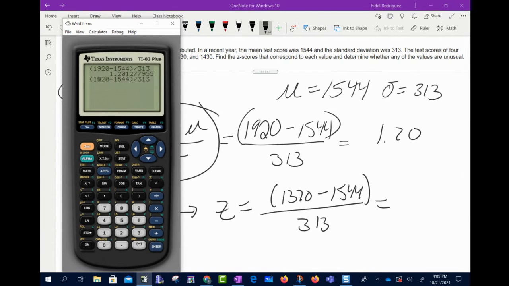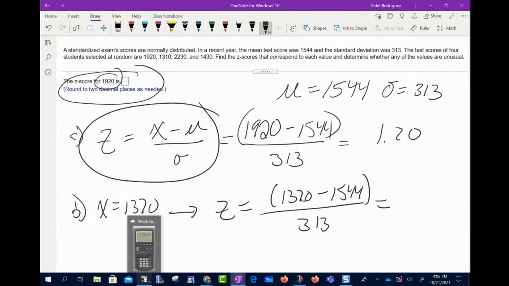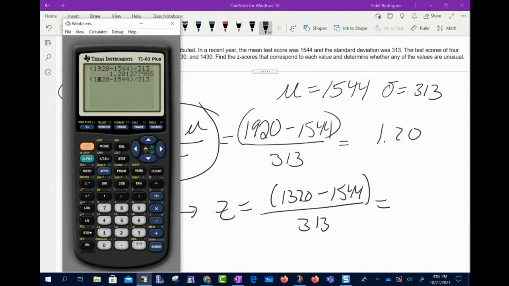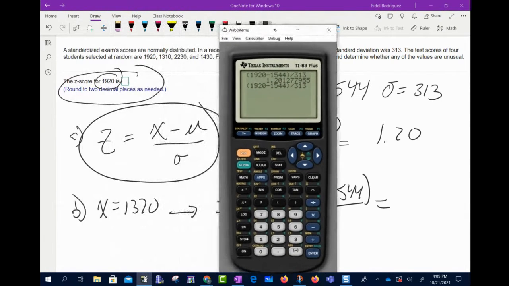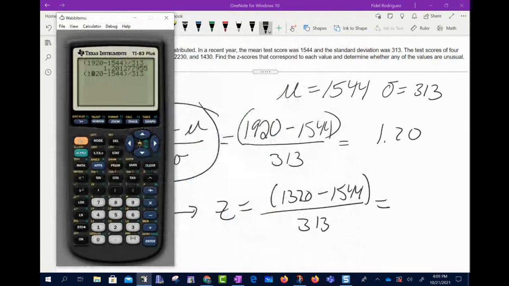And so I'm going to put 1320 because that's the number that I have now right here. Or is it 1310, sorry. So I'm going to go 1310. It's okay. And then minus right there, here we go. That should work nice and pretty. And so I'm coming up with a negative 0.75.